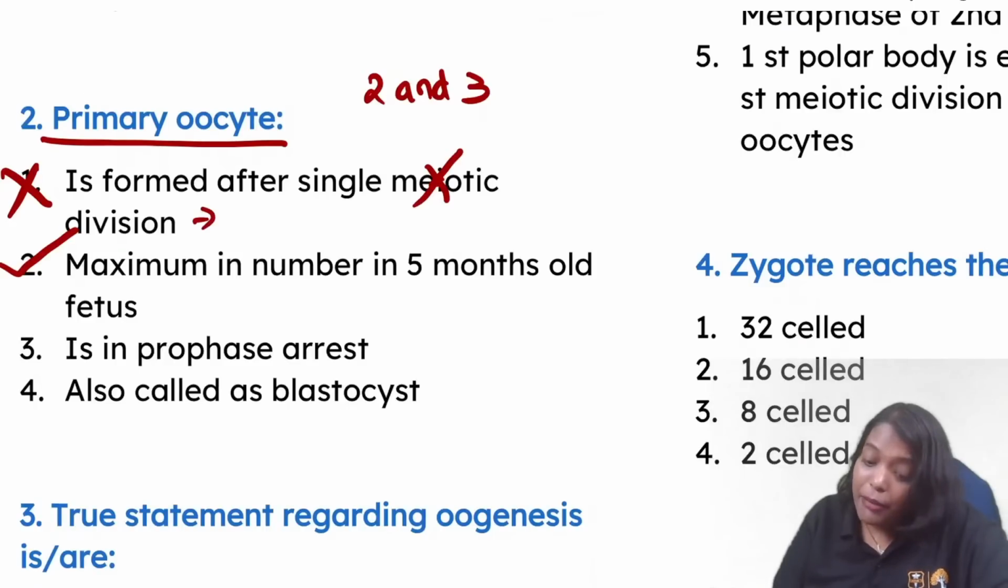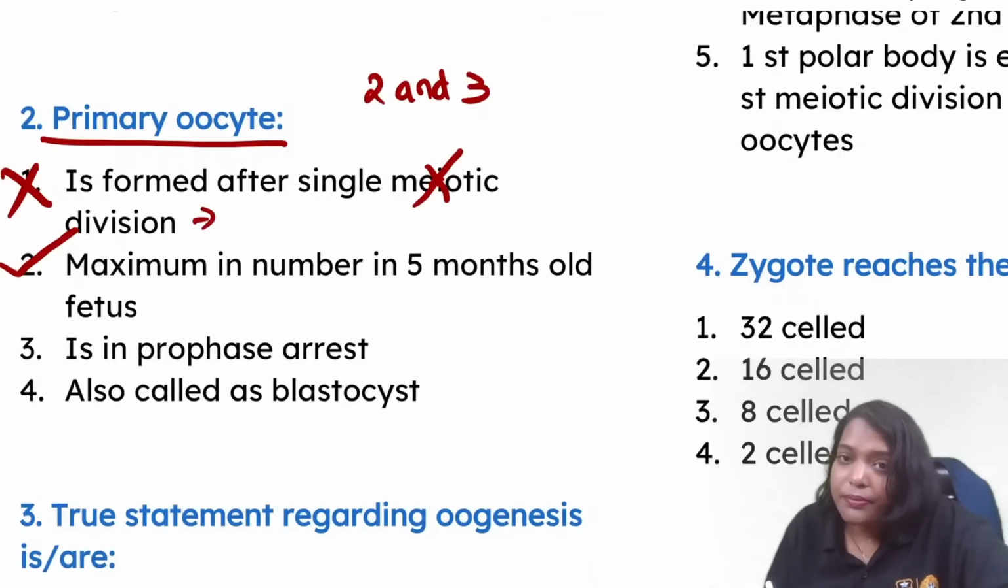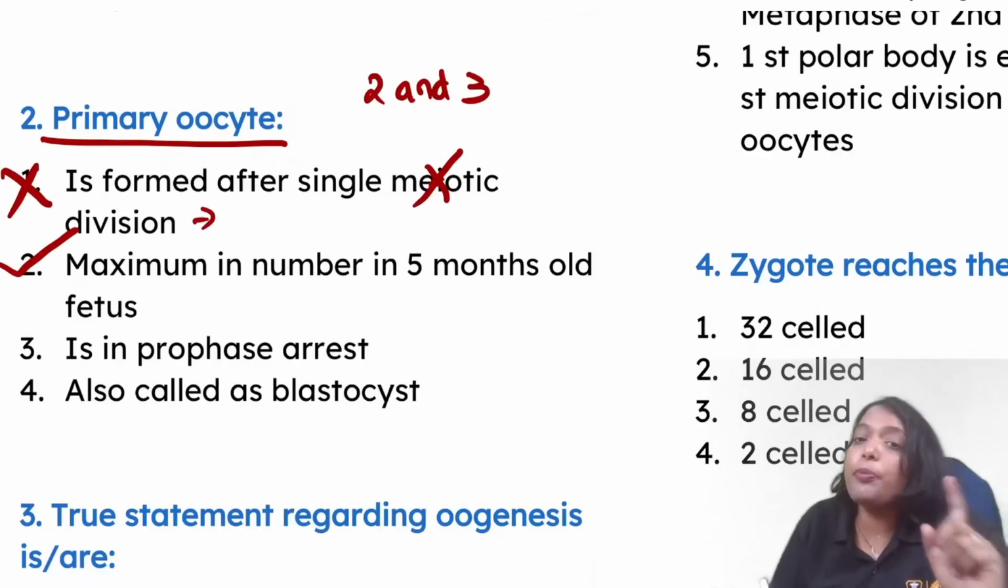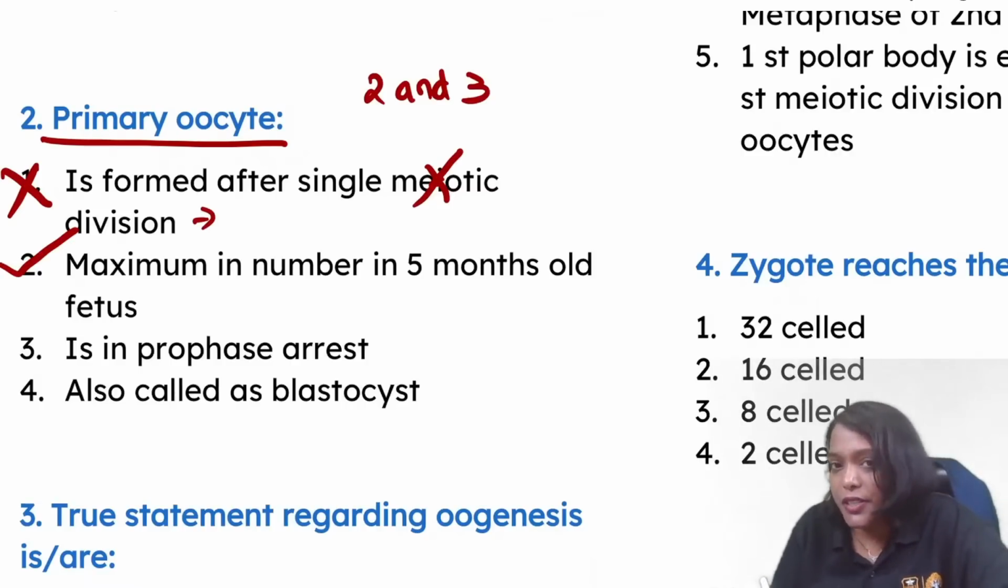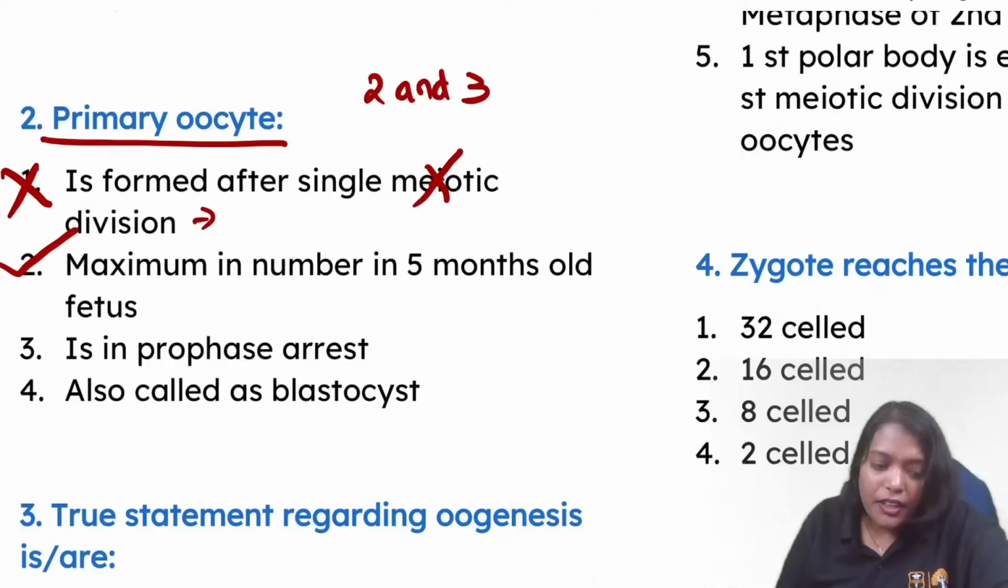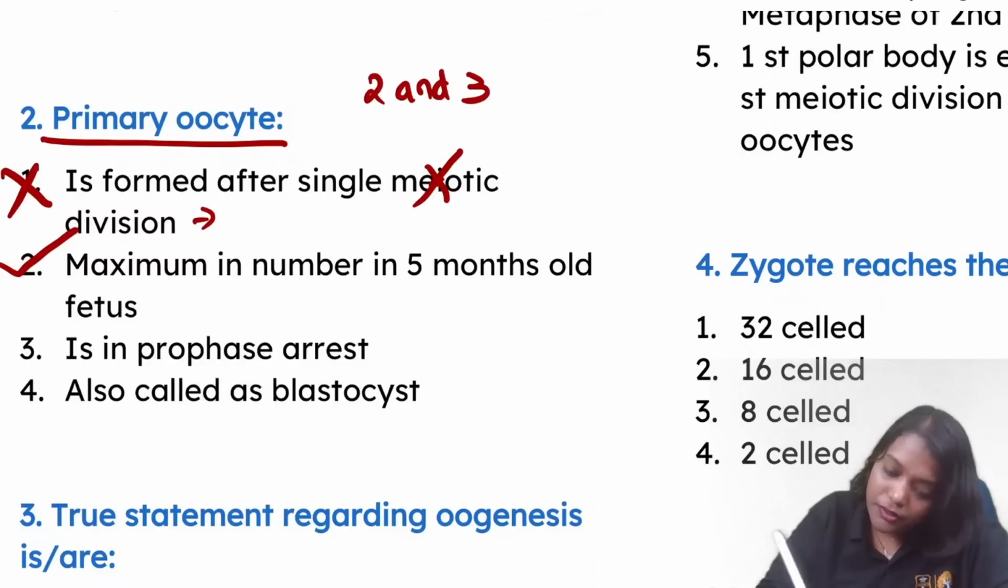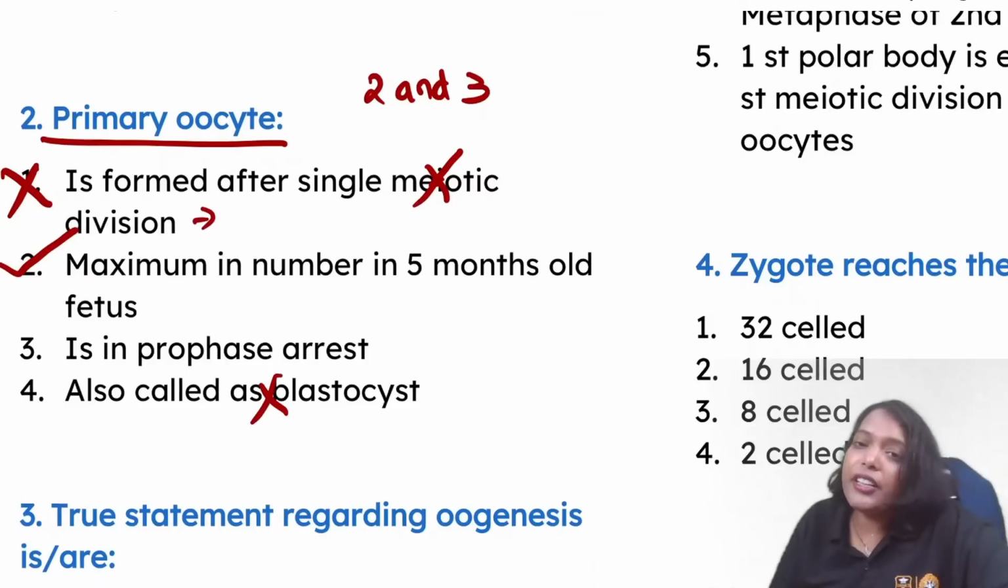Excellent. Primary oocyte is in prophase arrest. I told you, primary oocyte, everything is in first. So it is also in prophase arrest. We don't call primary oocyte a blastocyst, so this is wrong. So the answer here is 2 and 3. That's also correct. Very good.